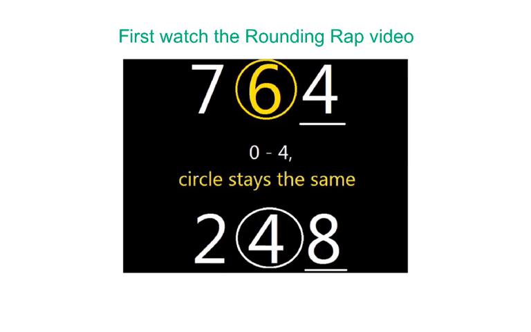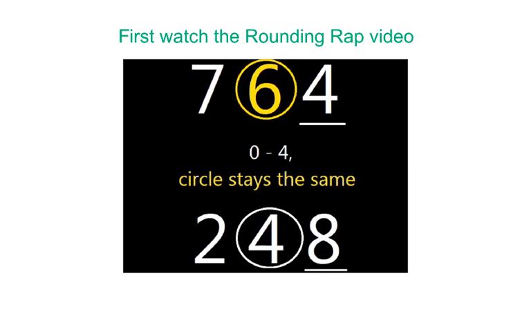Find the place value. Circle the digit, then move to the right and underline it. 0 through 4, the circle stays the same. 5 through 9, adding 1 is the game. Now, flex your muscles just like a hero. Digits to the right, change to zeros. All the other numbers stay the same. Yo, you're a winner in the rounding game.